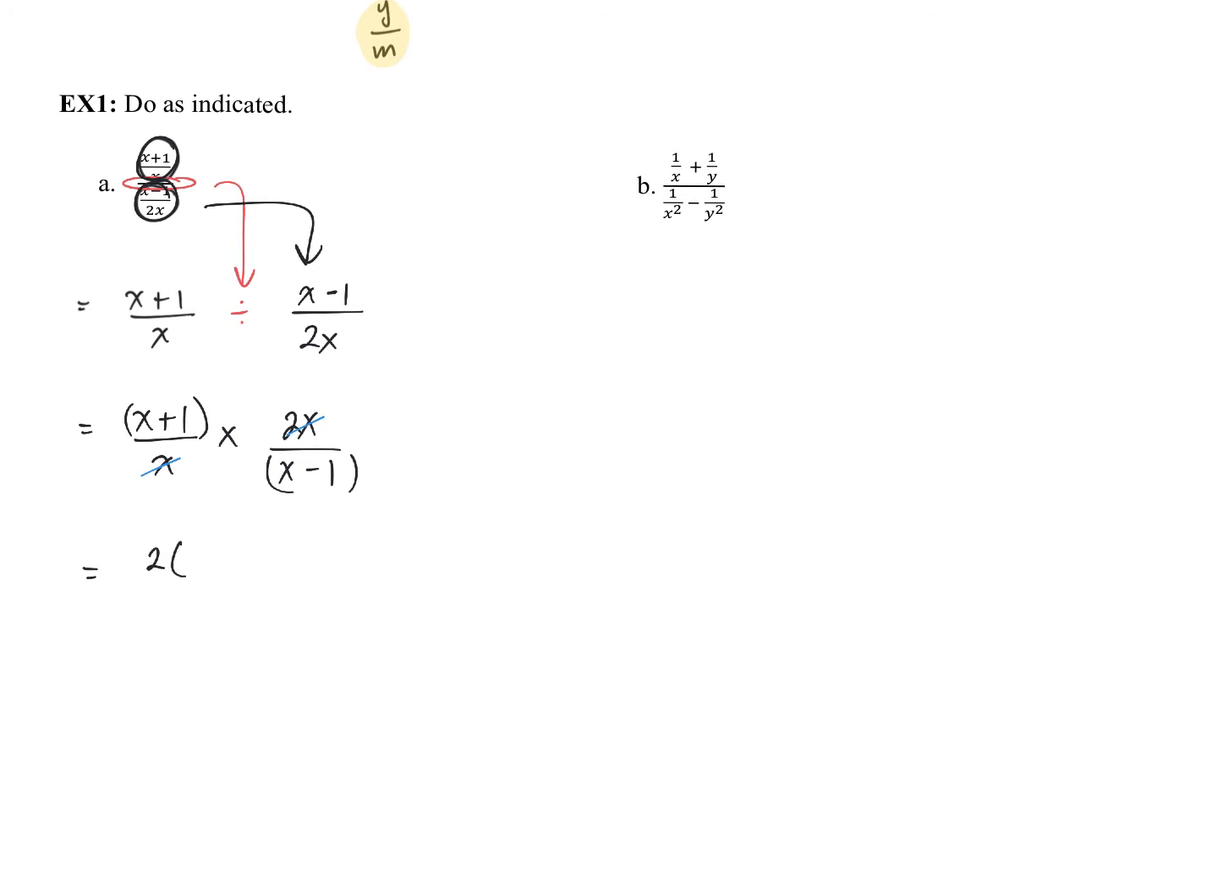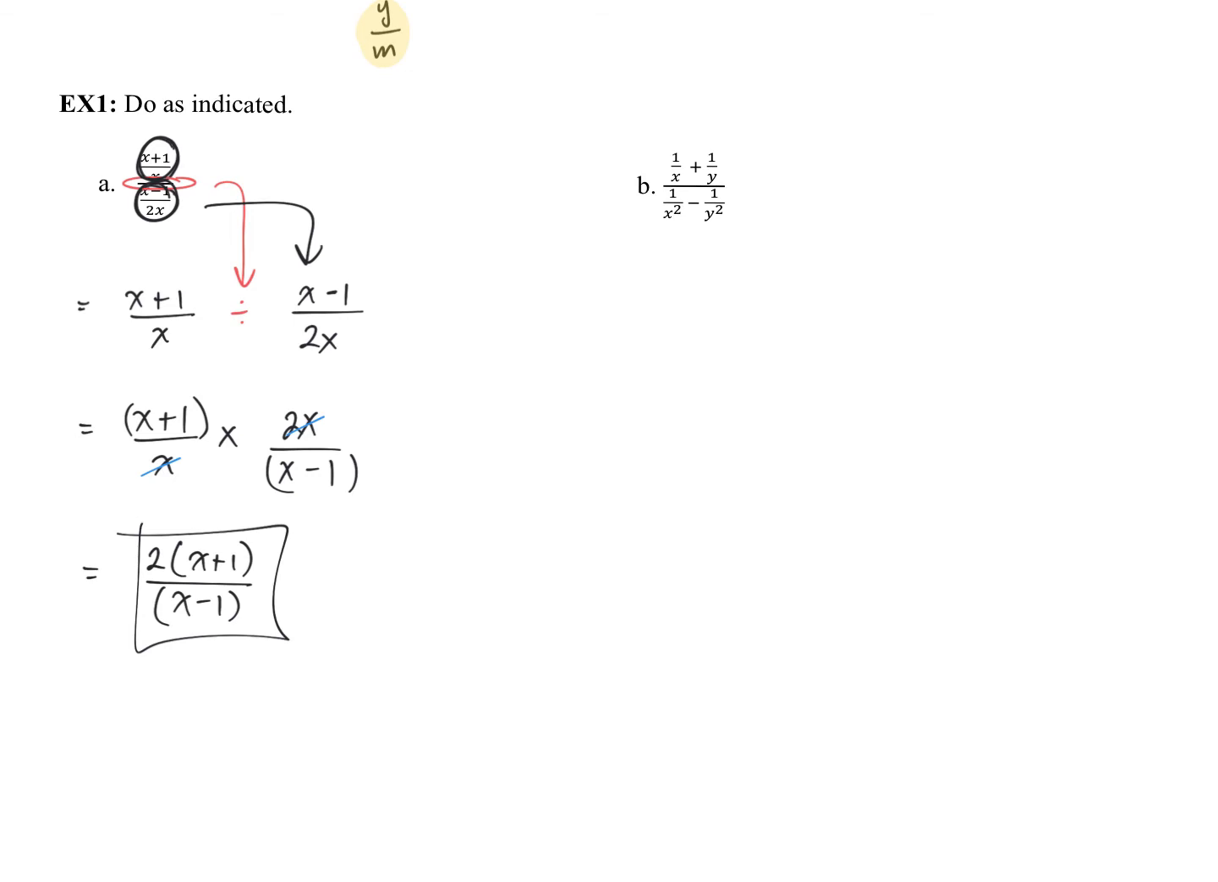So we can go ahead and multiply across, and that's it. We can't cancel anything else. Careful, don't multiply the 2 in. Why not? Because you're supposed to leave it factored. Alrighty, and that is it for this problem. Let's take a look at the next one.